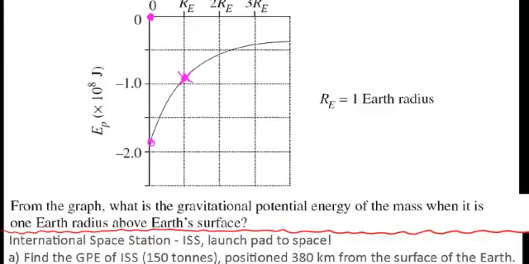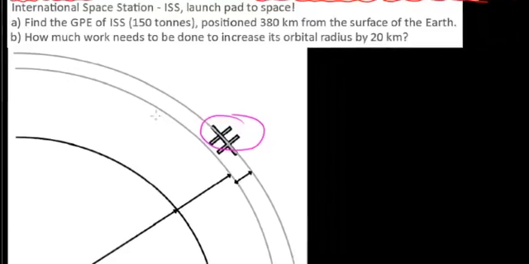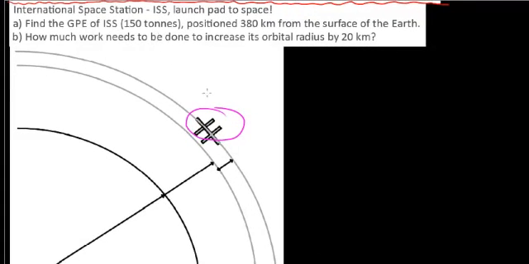Let's go down a bit. Next question. International Space Station launch pad to space. So the International Space Station over here is launched into space. It weighs 150 tons, that's your mass. It's positioned 380 kilometers from the surface of the Earth.